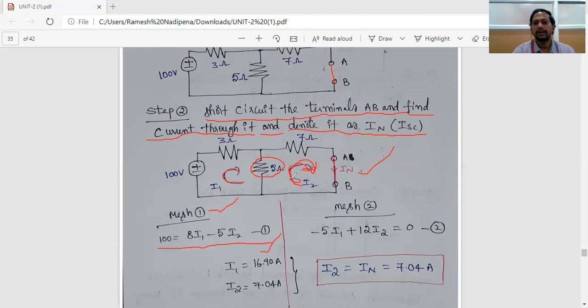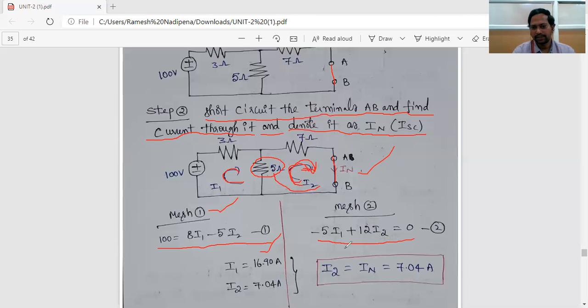As per Kirchhoff's voltage law, here I2 enters the 5 ohm resistance, that is 5 into (I2 minus I1) as per the mesh analysis technique, plus 7 into I2 equals 0. That means from that we get minus 5 I1 plus 12 I2 equals 0. If you have any doubt in the mesh analysis technique, kindly go through my mesh analysis video. You will definitely clarify each and every doubt there.